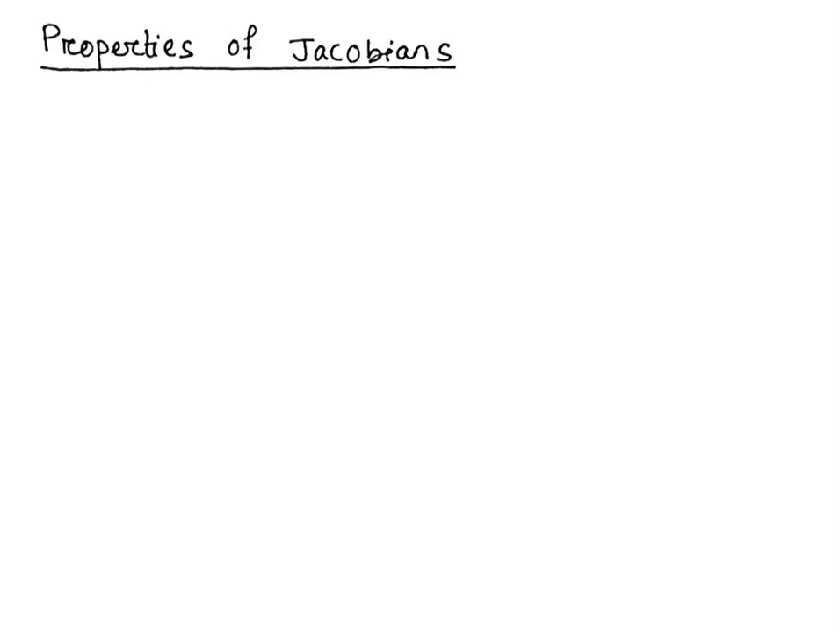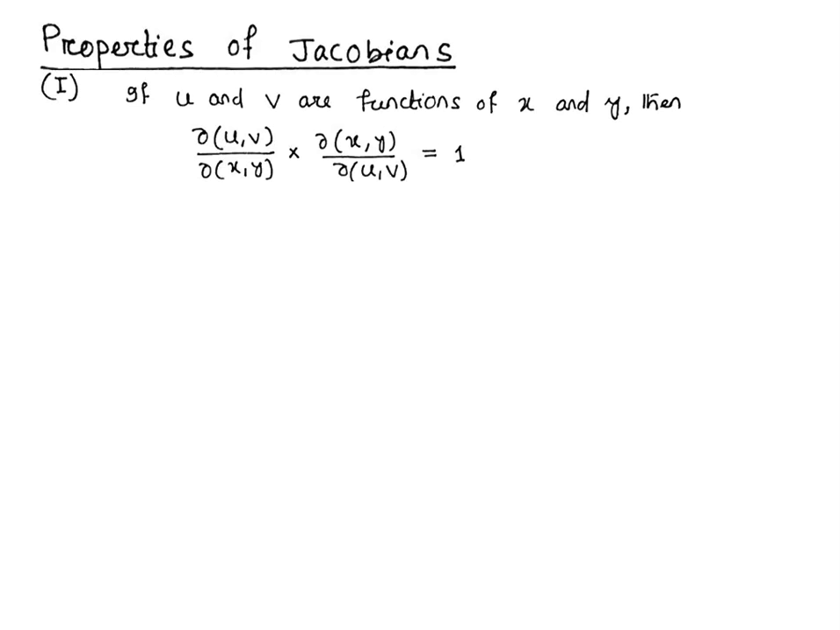Now here are some of the properties of Jacobians. The first property is, if u and v are functions of x and y, then the Jacobian of u, v with respect to x, y into the Jacobian of x, y with respect to u, v is always 1. This is the first property of Jacobians. If u and v are functions of x and y, then the Jacobian of the functions u, v with respect to x, y into the Jacobian of x, y with respect to u, v is always 1.